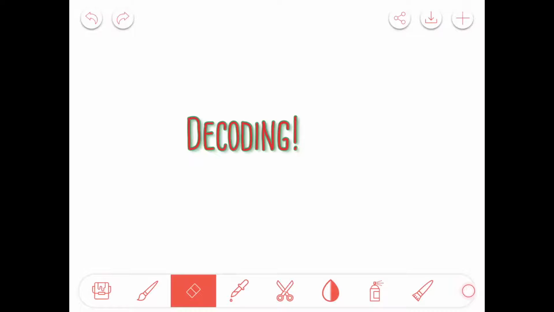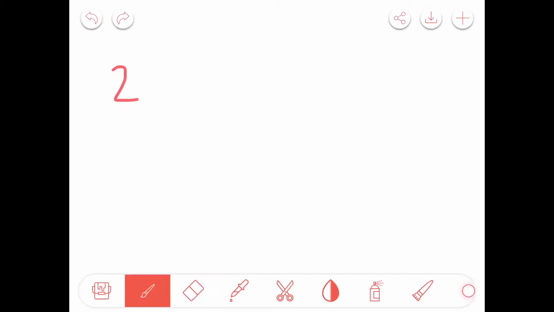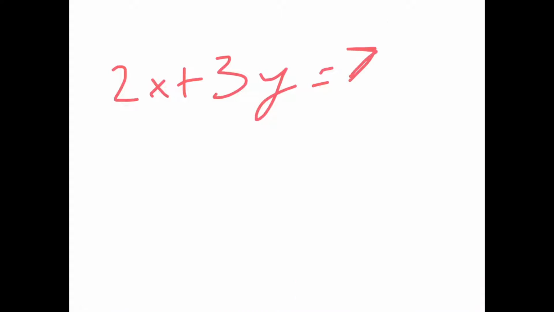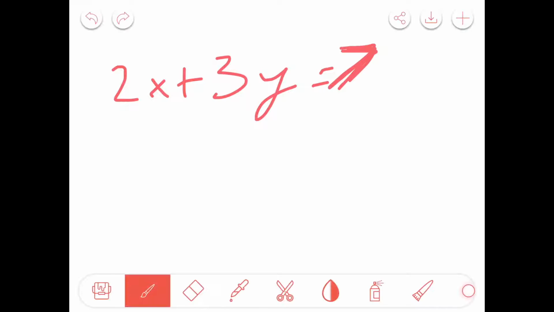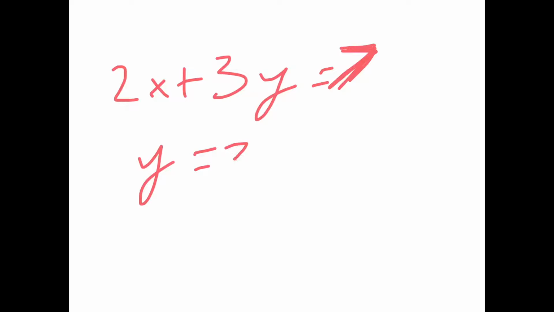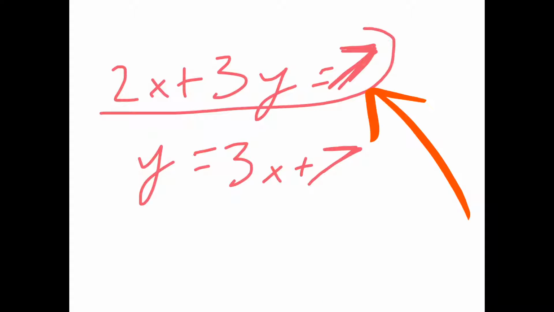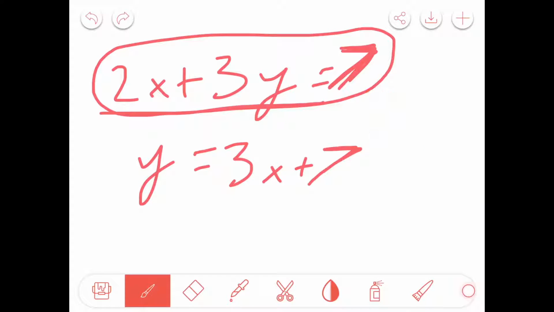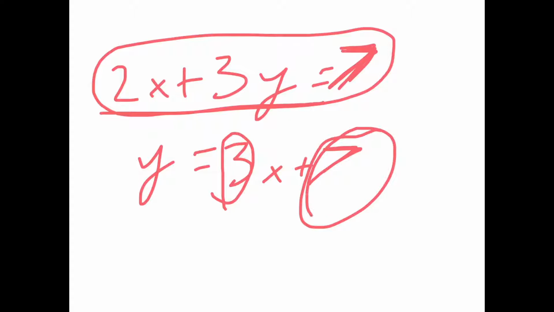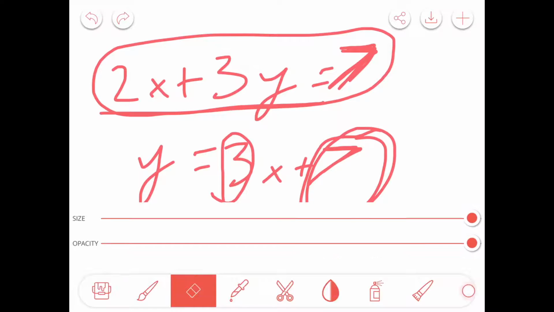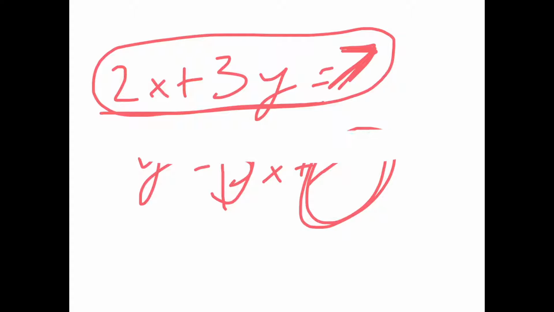Today we're going to learn how to turn these kinds of equations into these kinds. The reason why we're going to do this is that it can be a bit hard to see where the slope is and where the y-intercept is. So to find those, we're going to have to decode these.